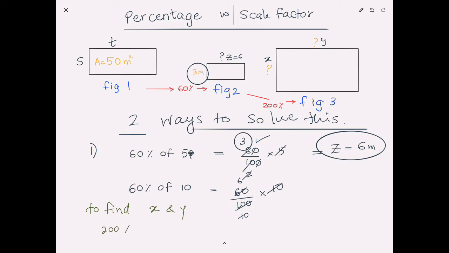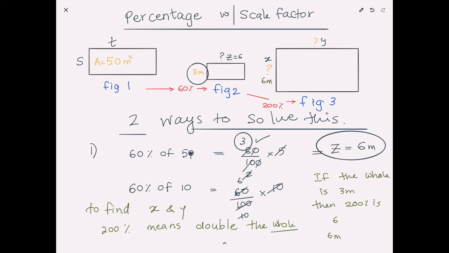So let's do that right now. 3 meters, 200% enlargement is going to give me 6 meters. And 6 meters, 200% enlargement is going to give me 12 meters. So I have X is equal to 6 and Y is equal to 12. Then we are done.